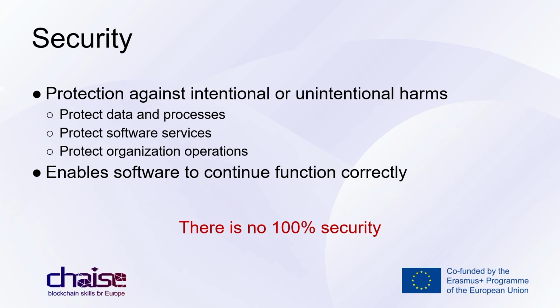Security plays an important role in the current era of internet. From the perspective of software systems, security is to protect software services and data from intentional harm, to keep functioning the organization's operations, and to enable software to continue to function correctly against other malicious attacks or attackers. So, the one thing to notice here, there is no 100% security. You can achieve some level of security that satisfies the system stakeholders.